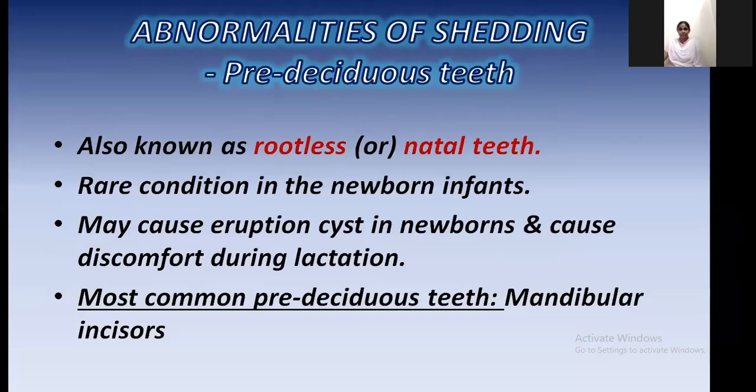Pre-deciduous teeth. This is also an abnormality of shedding. They are also known as rootless teeth or natal teeth. Rare condition in newborn infants, may cause eruption cyst in newborns and cause discomfort during lactation. Most common pre-deciduous teeth is the mandibular central incisor.